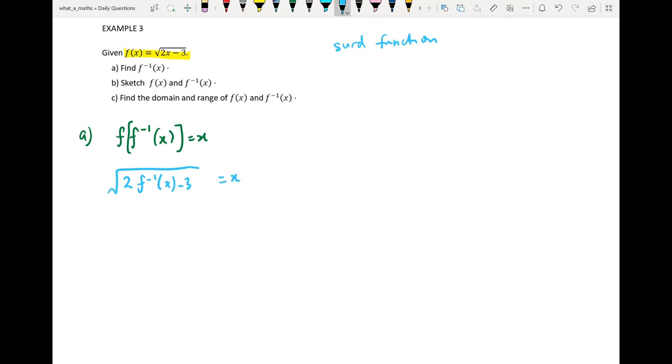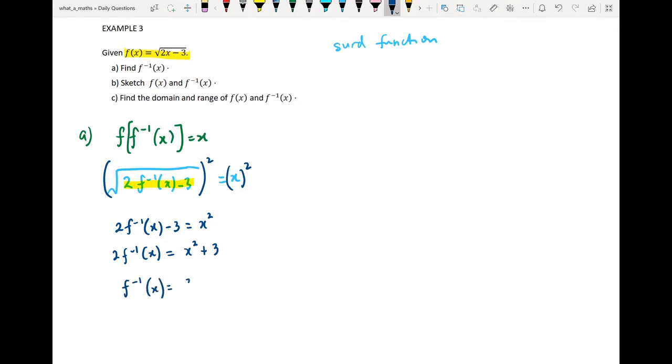At the left hand side, I have a surd. So to get rid of this surd, I can square both sides. So at left hand side, I have surd and also square. So this means that I can get back the original function that is inside. So now I have 2 f inverse of x minus 3 equals to x squared at the right hand side. Now arranging them, this time I have 2 f inverse of x to be equal to x squared plus 3. Lastly, I will get f inverse of x to be equal to x squared plus 3, everything over 2. Okay, so that is my f inverse.